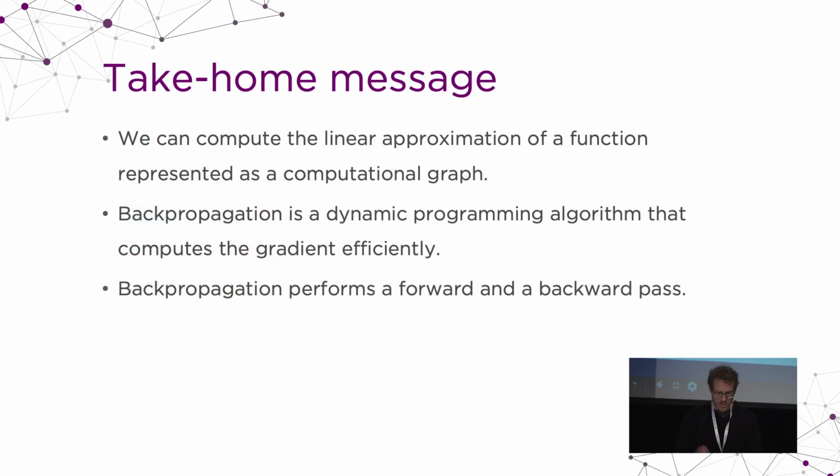So the take-home message is that we can use linear approximation of a function represented as a computational graph. We see that linear approximation will give us the information that if I move a parameter, how the output will move, and we can do it on graph structure. Backpropagation is an efficient way to implement how to compute this linear approximation, and it works as a forward pass and a backward pass over the computational graph.